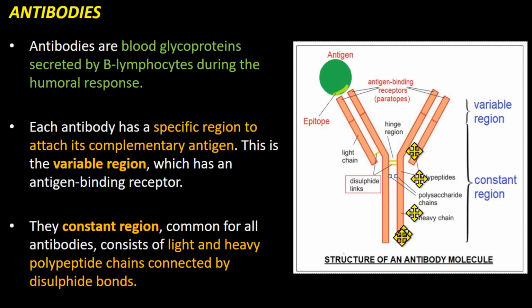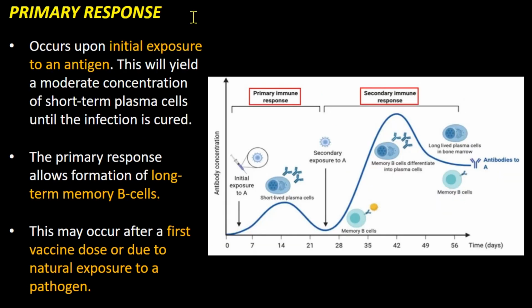And then we have this constant region. So this constant region, which is common to all antibodies, consists of light and heavy polypeptide chains connected by disulfide bonds. If you were to get infected by a pathogen, you would first have a primary response. If you were to get reinfected later on, you would then have a secondary immune response.